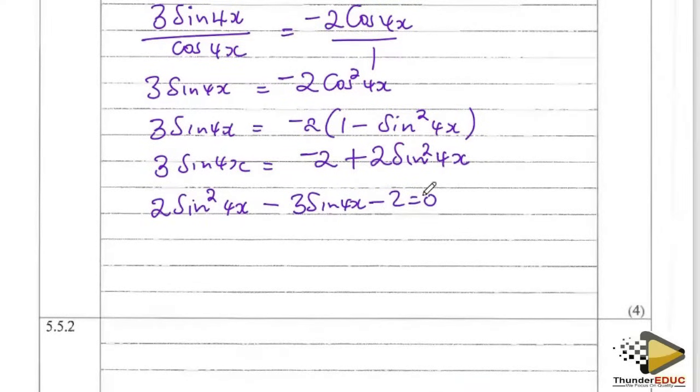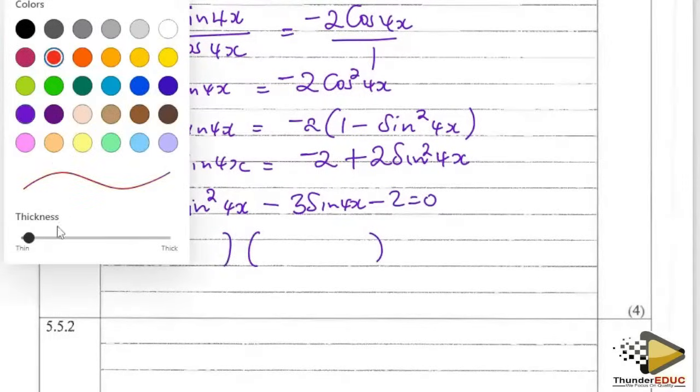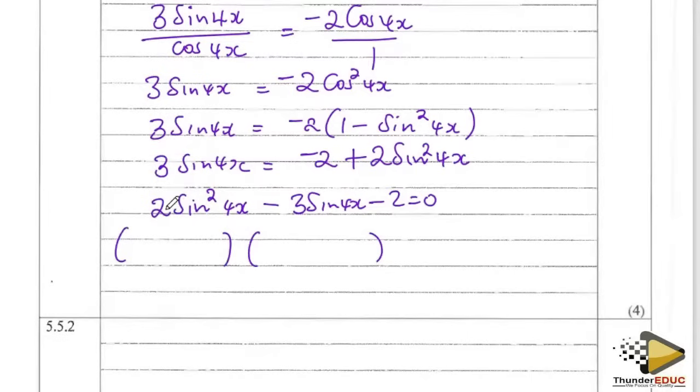Okay, I'll try to factorize this by opening my 2 brackets. Okay, there's a 2 there, so which means I'm going to have a 2 sine x and maybe a sine x there. Which numbers do I multiply to give me negative 2? It has to be a 2 and a 1.